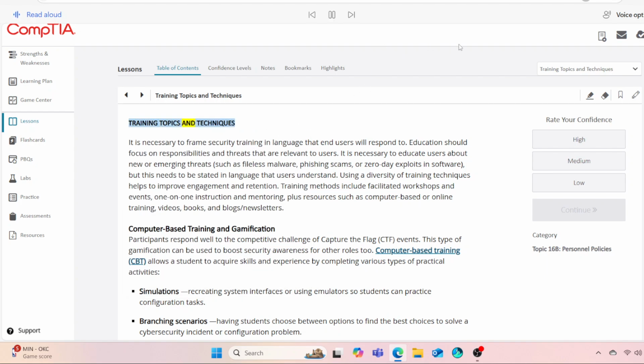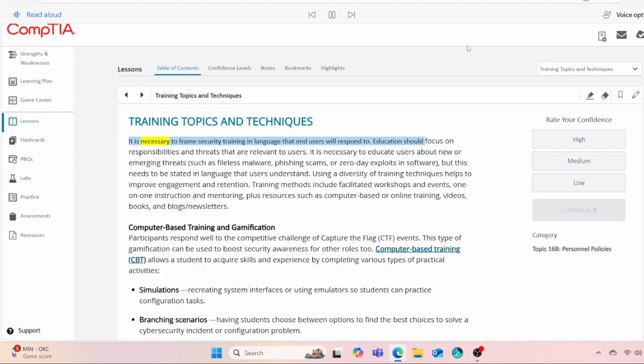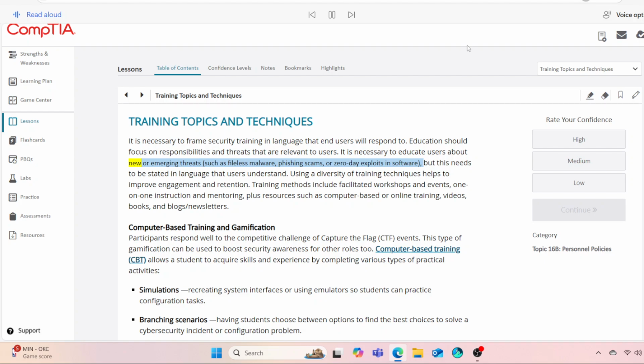Training topics and techniques. It is necessary to frame security training in language that end users will respond to. Education should focus on responsibilities and threats that are relevant to users. It is necessary to educate users about new or emerging threats, such as fileless malware, phishing scams, or zero-day exploits in software. But this needs to be stated in language that users understand. Using a diversity of training techniques helps to improve engagement and retention.